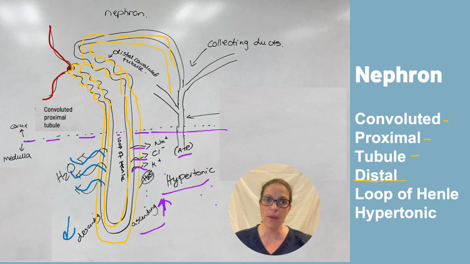This is where we have the collecting ducts. You can see that there are lots more collecting ducts that are joining to form one. You'll notice that it goes back down through this medulla, which is going to become very important shortly. Okay, so now we've got the lay of the land. This is what a nephron looks like. Let's talk more about this loop of Henle and how the water comes out.